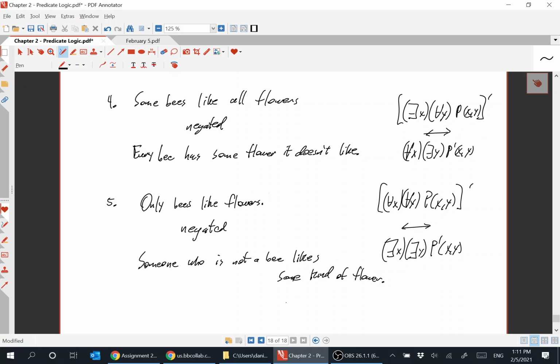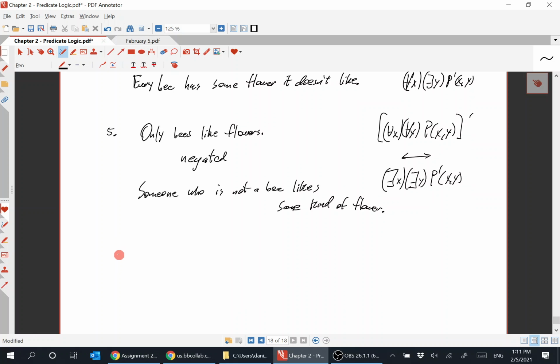Now, that's maybe a little awkward when you write it in English. I think only bees like flowers, if you want to negate it, typically you just put not only bees like flowers. Not only bees like flowers.